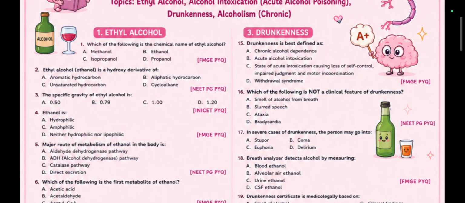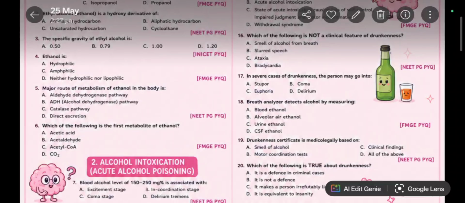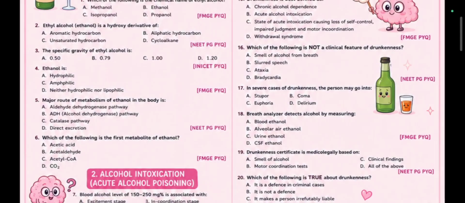The specific gravity of ethanol is, now this is a factual question, 0.5, 0.79, 1, 1.2. Option B, 0.79. Ethanol is, option C is the right answer, it is amphiphilic. The major route of metabolism of ethanol in the body is aldehyde dehydrogenase pathway, ADH pathway, catalase pathway, direct excretion. Aldehyde dehydrogenase pathway is no such pathway. Read the options very carefully. It is alcohol dehydrogenase pathway. Option B would be the right answer.